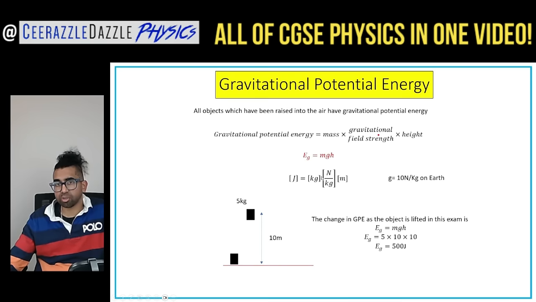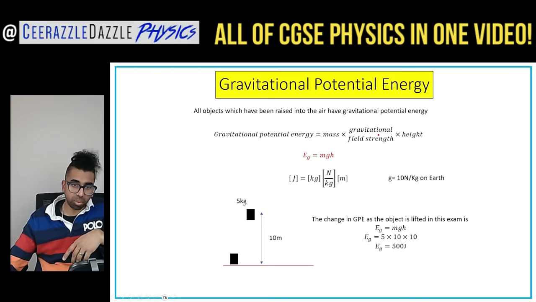Next one, gravitational potential energy. Gravitational potential energy is going to be energy is equal to mass times gravitational field strength times the height. E is equal to m g delta h. Energy is measured in joules, mass is in kilograms. Gravity is going to be newtons per kilogram. That will be dependent upon which planet that you're on. Gravity on Earth is always 10. The height is going to be in meters.